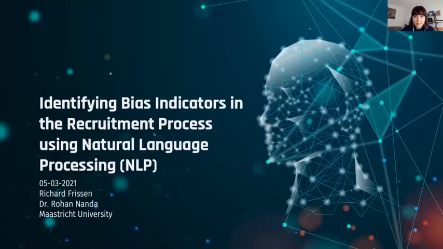Now we're going to move to another presentation that deals with NLP, more specifically applied to the idea of discrimination or bias that we might see in hiring practices. This research is going to be presented by Richard de Frissen, who is a student at Maastricht University, and also by Rohan Nanda, who has been his supervisor in this project. Richard, I believe, is the one who will be presenting today. Richard, the floor is yours.